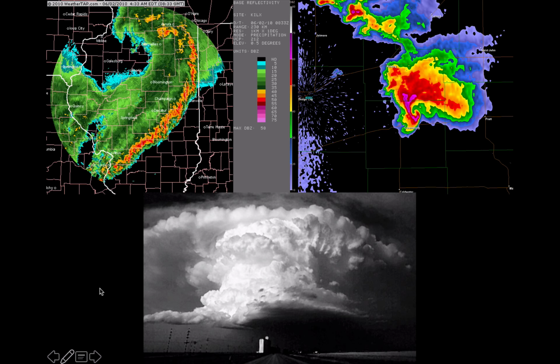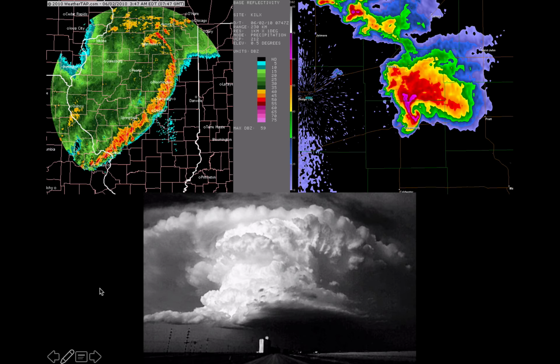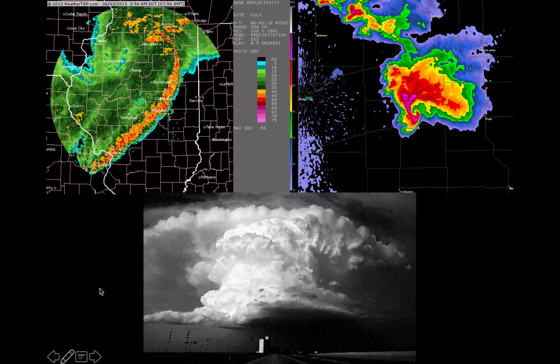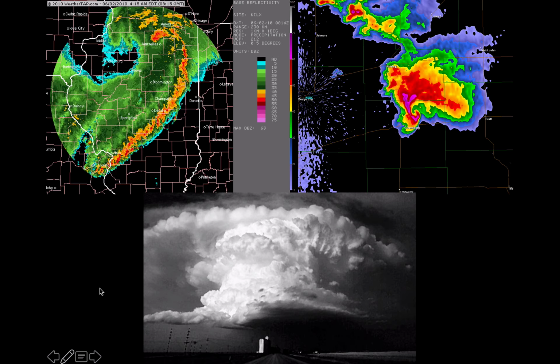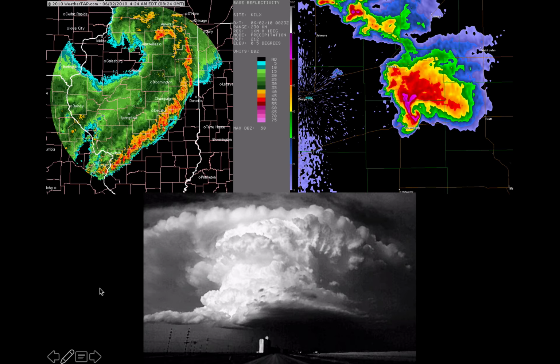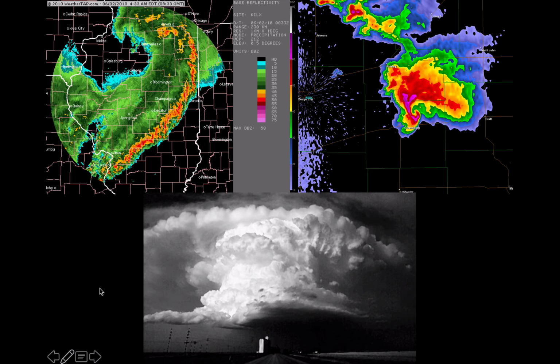So as we dig deeper into trying to understand how the atmosphere can produce such incredible expressions of severe weather, we're now starting to talk about thunderstorms. So in this video lecture, we're going to be talking about the ingredients that have to come together to make severe thunderstorms. Now, as we get started, we're going to break this down pretty simply.